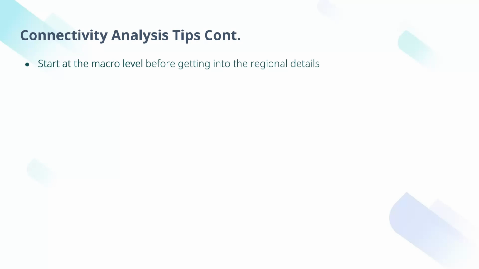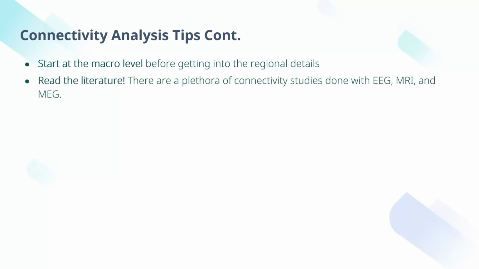When you're doing this sort of analysis, I recommend starting at the macro level before getting into specific regional details. It's a lot easier to start by saying, wow, they have a lot of hypercoherent beta in their brain. What does that mean? Before you start looking at the nitty-gritty and trying to figure out why there's a hypoconnection between the parahippocampal and the arcuate fasciculus. You can start at the larger level and work your way towards that deeper analysis.